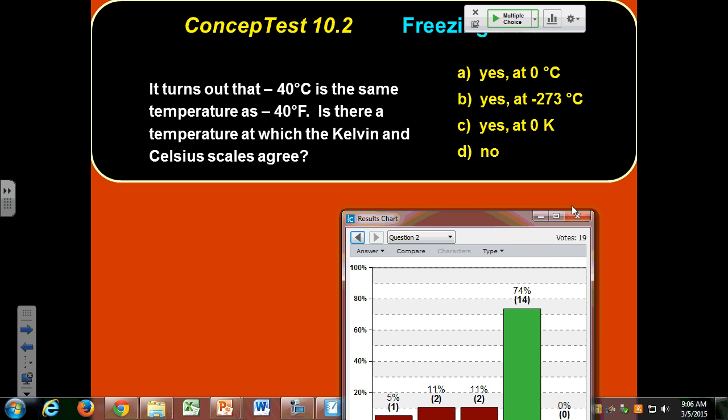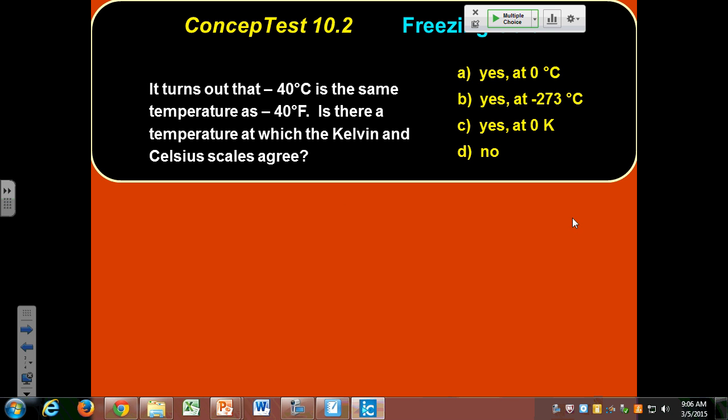Okay, very good. There is no agreement because those two scales, they're the same size degree, but they're offset by 273. Right, 0 Kelvin is equal to minus 273 degrees Celsius. 0 Celsius is equal to 273 Kelvin. Minus 273 degrees Celsius is 0 Kelvin. That's absolute zero.